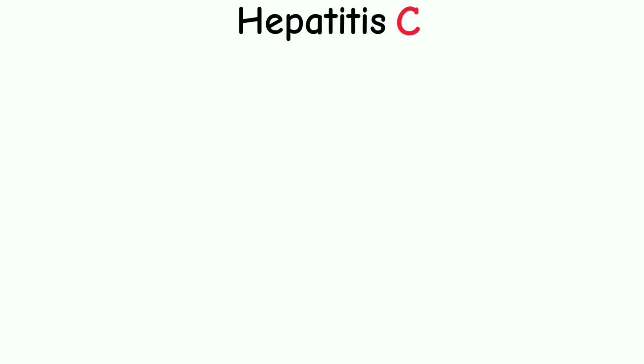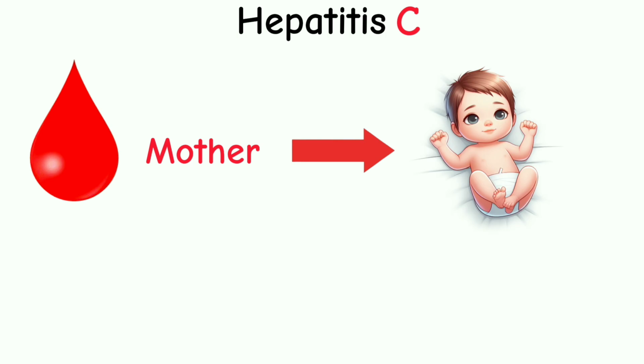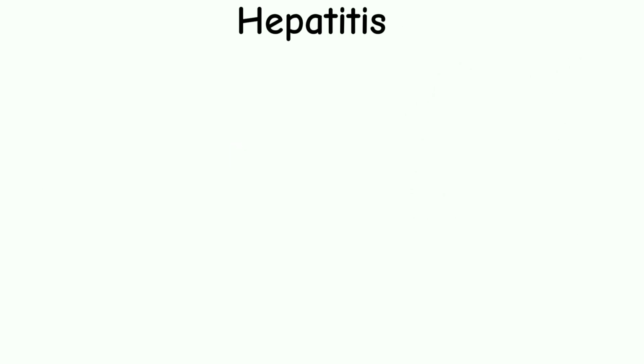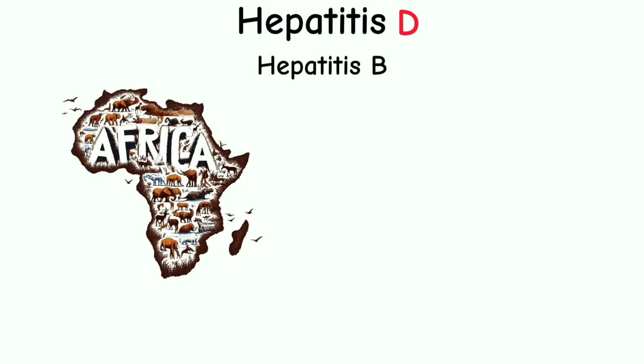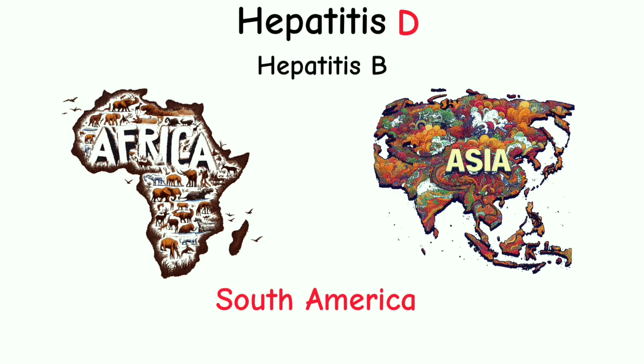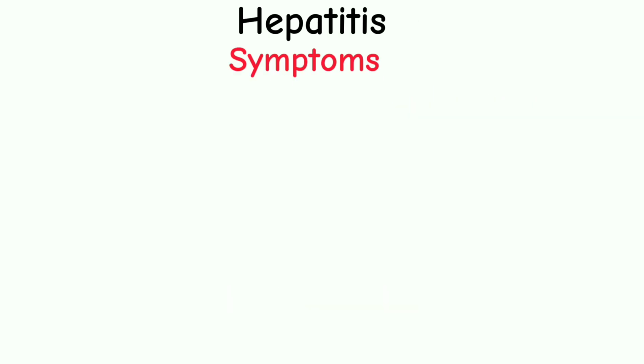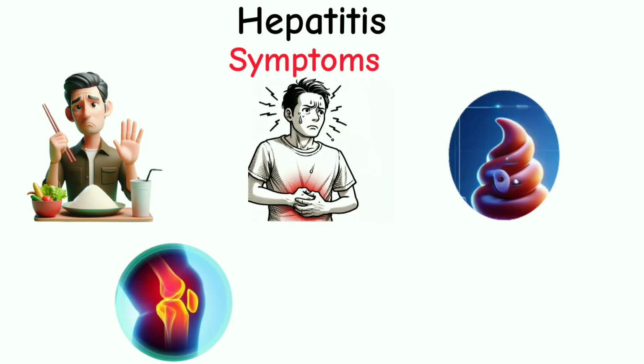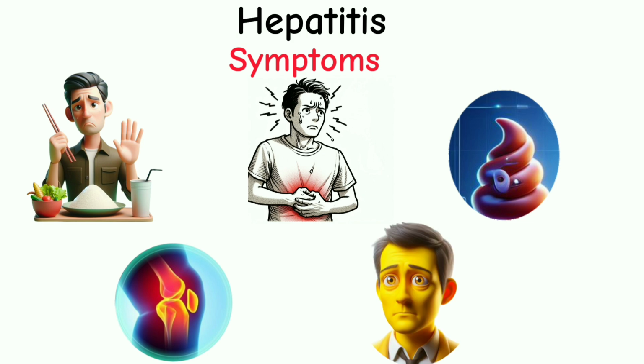Hepatitis C. It is transmitted through infected blood or from mother to newborn during childbirth. It too can lead to liver cancer and cirrhosis in the long term. Hepatitis D. It is only found in people who are also infected with hepatitis B. It is predominantly found in Africa, Asia, and South America. Symptoms of hepatitis may include loss of appetite, abdominal pain, dark urine, joint pain, yellowing of your skin and eyes.